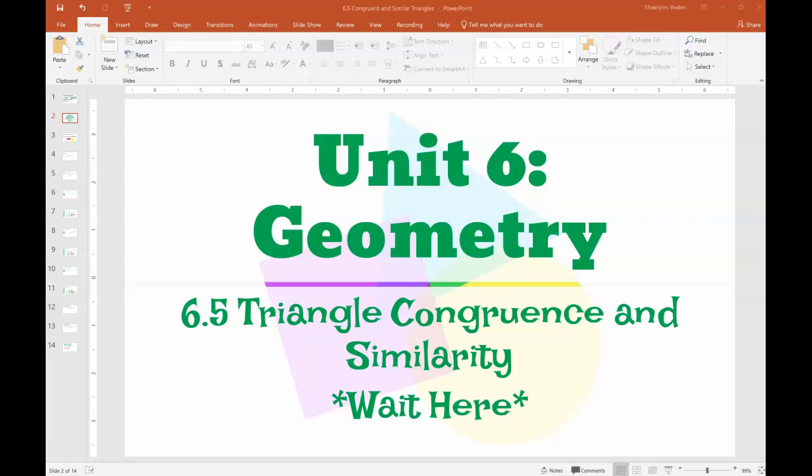All right, here we are on 6.5. We're almost halfway through this unit. Whew, look at us go. And today we're going to be talking about triangle congruence and similarity.